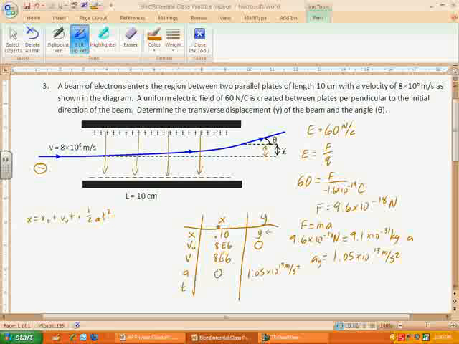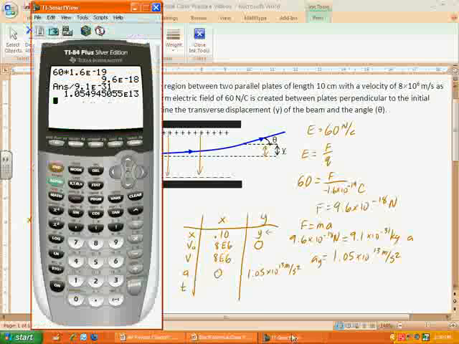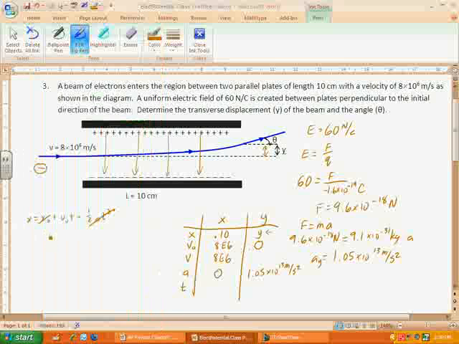Now for the x information, the initial displacement, initial position will be 0, and then the acceleration, of course, will also be 0, leaving us with v naught t. And so if we take the position, which was 0.10, and we divide by the initial velocity, which was 8 times 10 to the 6th, then we get 1.25 times 10 to the negative 8th, which means that the time is going to be equal to 1.25 times 10 to the negative 8th seconds.